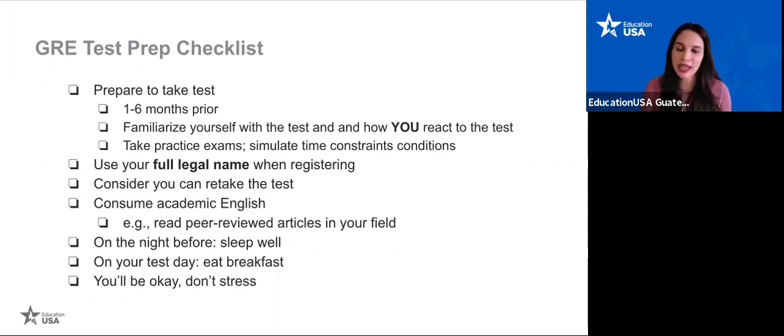And remember that you'll be okay. So don't stress over this. And remember that you can always do better. So it's not the end of the world if you didn't do as well as you expected. You can always retake and learn from the past.